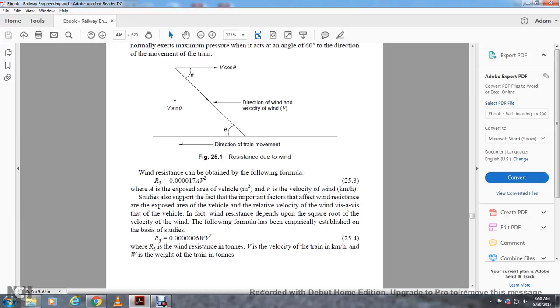In fact, the resistance depends on the square of the velocity of the wind. The following empirical formula is estimated on the basis of the study. R3, the wind resistance in tons, equals 0.0000006 WV². V is the velocity of the train in kilometers per hour, and W is the weight of the train in tons.